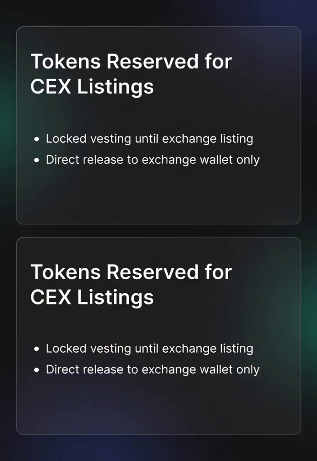CEX tokens: 150 billion. The 150 billion tokens reserved for future centralized exchange listings are also placed in vesting. These tokens are not available on the market, cannot be used before a listing, and are released directly to the exchange wallet when required. Full transparency on when and how these tokens enter circulation.